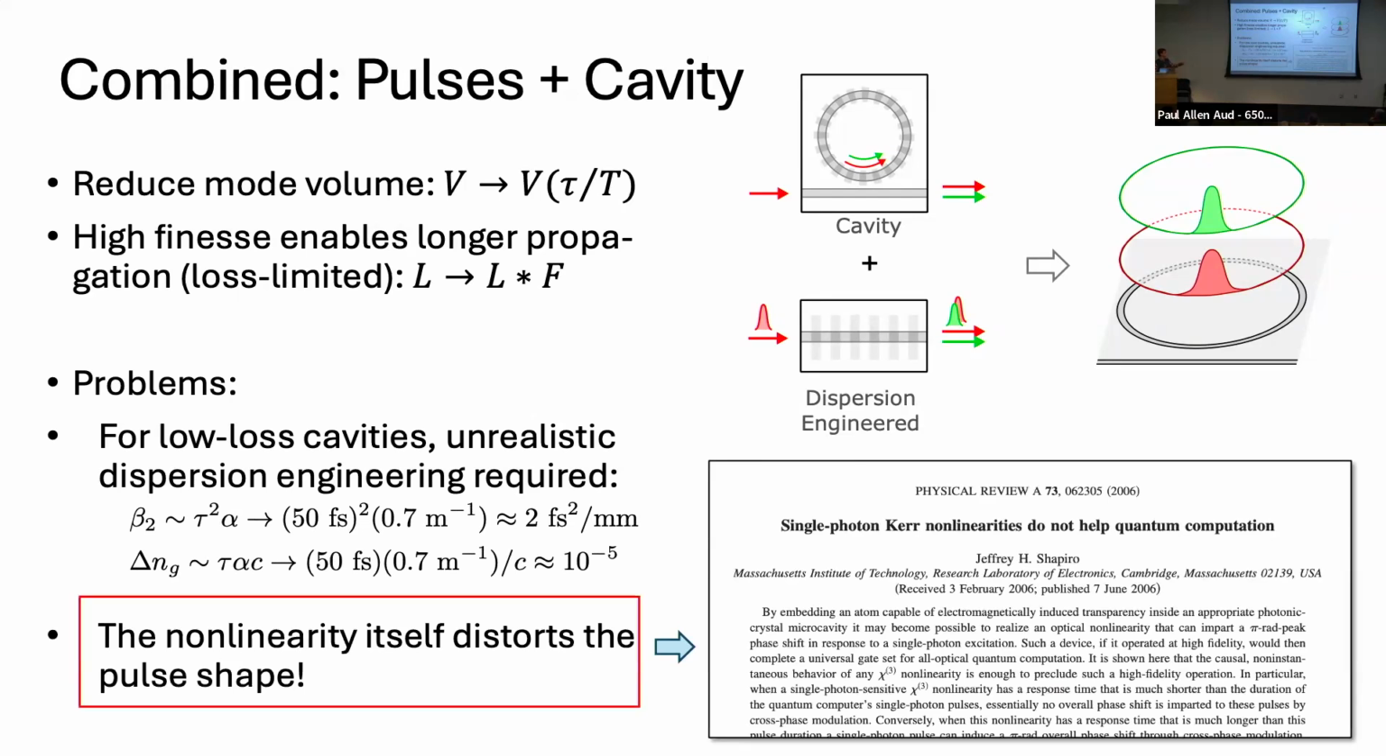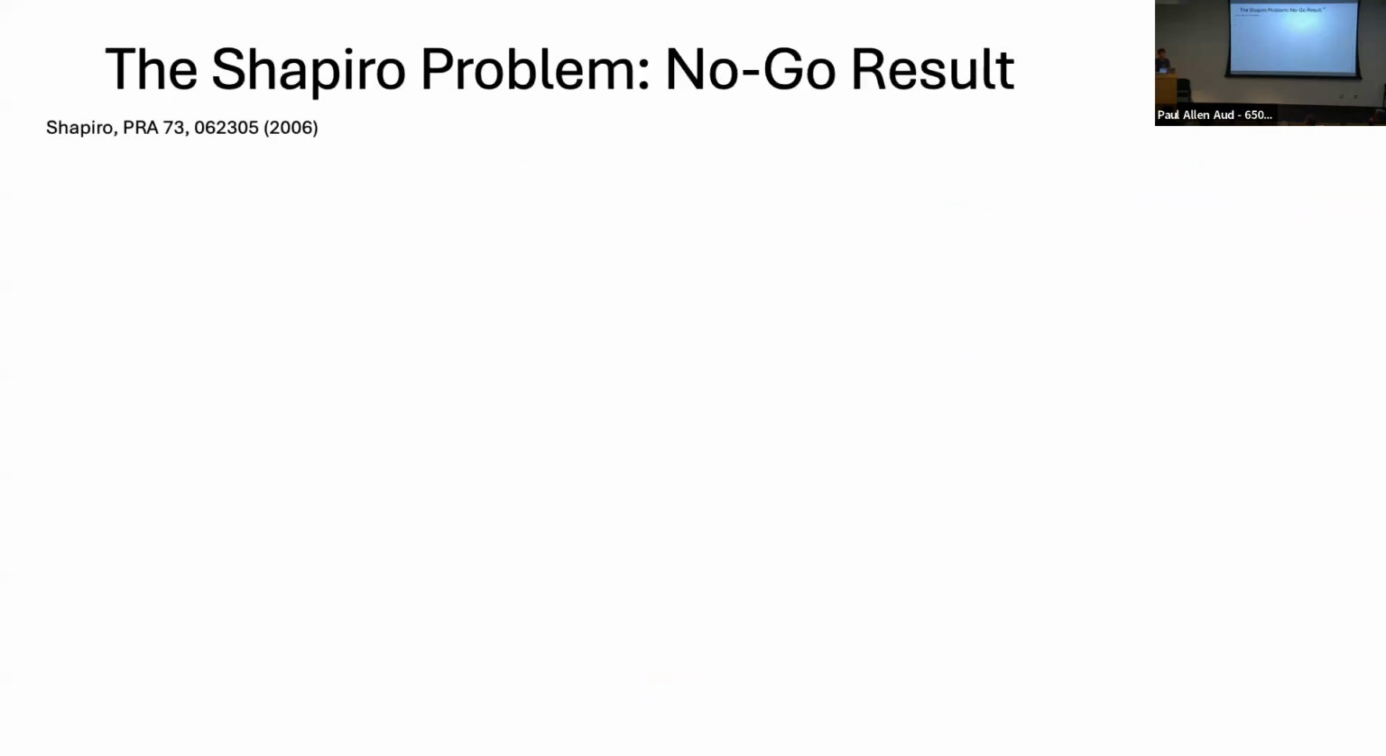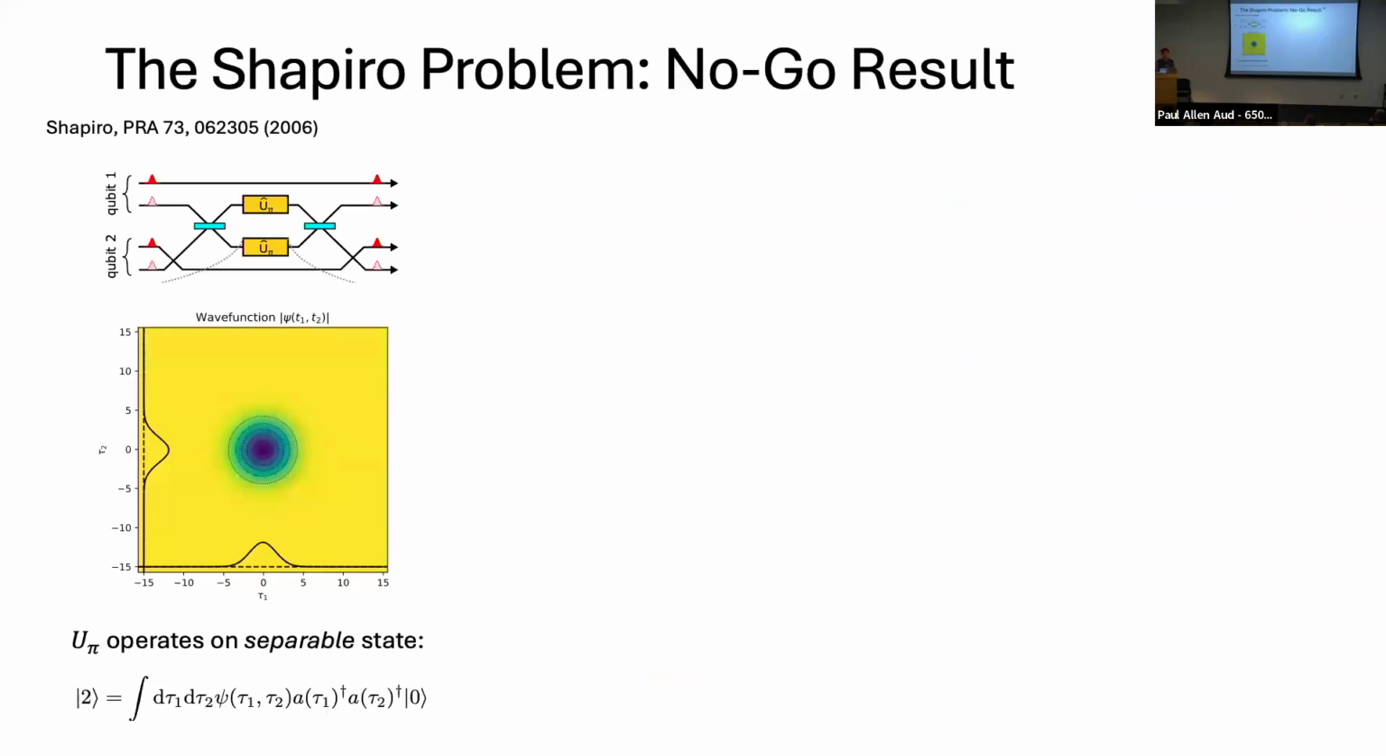And it's the second one, which was predicted all the way back in 2006 by this paper by Jeff Shapiro et al., which is related to the fact that the interaction that you're trying to achieve here is not acting on single mode systems. It's acting on systems where there are many modes.